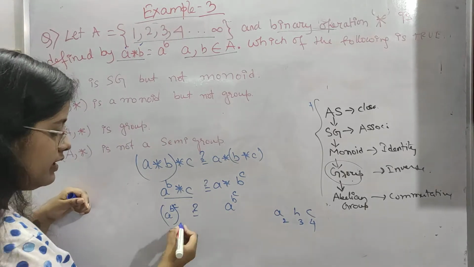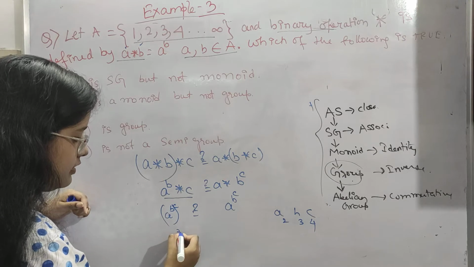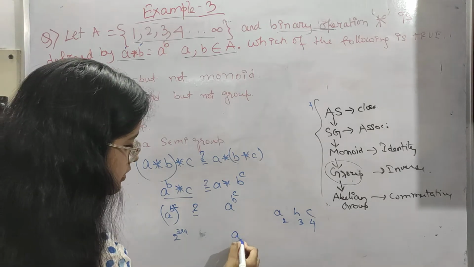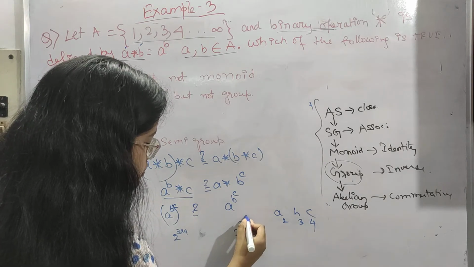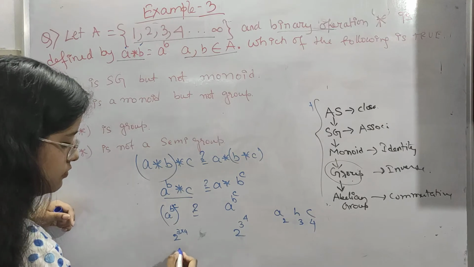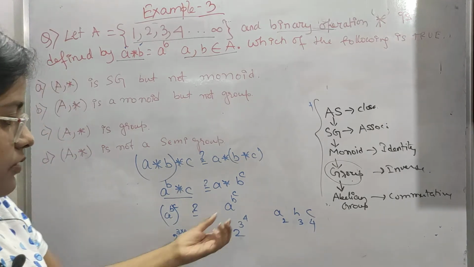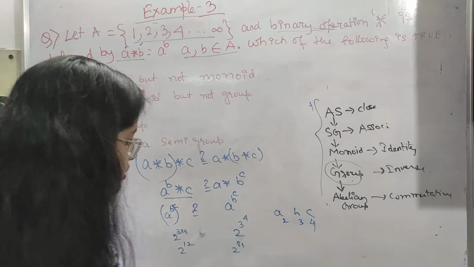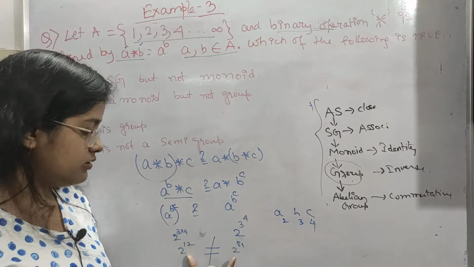So now A, here it is 2, this is 3 into 4. And here it is, sorry, 2 to the power 3, 3 to the power 4. So 2 to the power 3 into 4 is 2 to the power 12, and 3 to the power 4, I think it is 81. Okay, so it is totally different. So this is not equal.